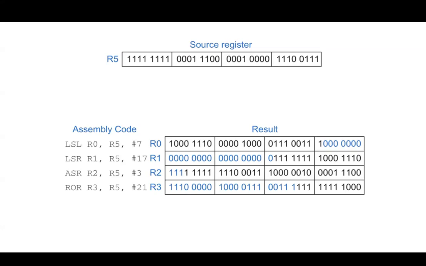And here you can see that in our source register, the leftmost bit is 1. So in our destination register, the leftmost bits are filled with 1s.